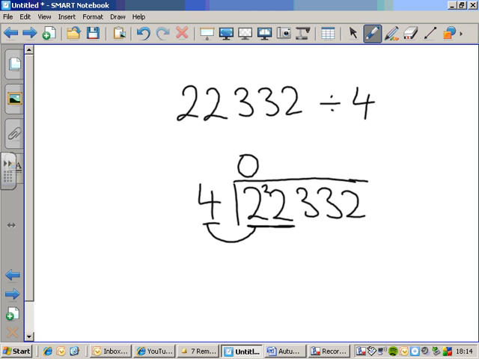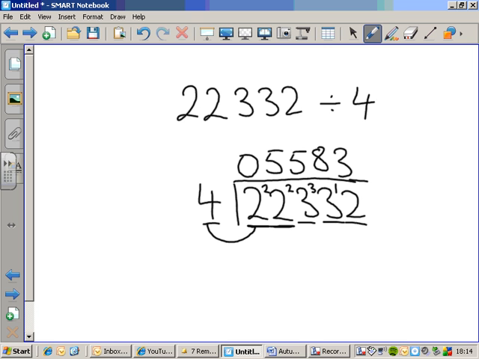How many 4s go into 22? The answer is 5 4s go into 22, with the remainder of 2. Then we've got 23 divided by 4. Well, again, 5 4s are 20, so we've got a remainder of 3. How many 4s go into 33? Answer is 8, remainder 1, because 8 4s are 32. How many 4s go into 12? Answer exactly 3 with no remainder. I promised you there'd be no remainders.